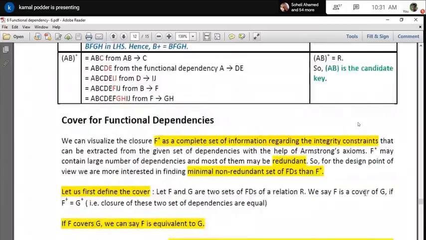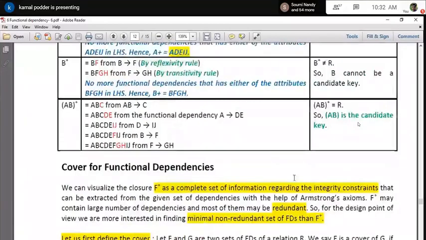Candidate key is what? If one or more than one attribute uniquely identifies a record in a relation, then we can say those are super keys. There can be more than one super key. And the minimal set of those super keys is basically called the candidate key.